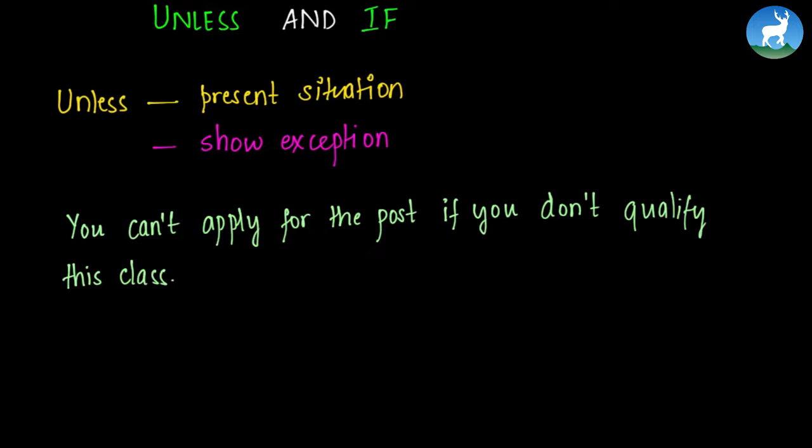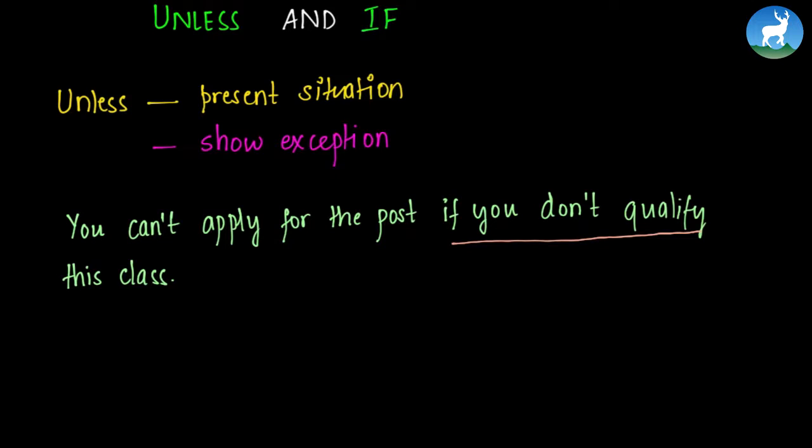Here's a statement. You can't apply for the post if you don't qualify this class. So here we have a negative condition. Not qualifying is the negative condition. Instead of "if you don't qualify," we can use unless in this case. Because when one thing happens, something else can't happen. If you don't qualify the class, something else can't happen: you can't apply for the post.